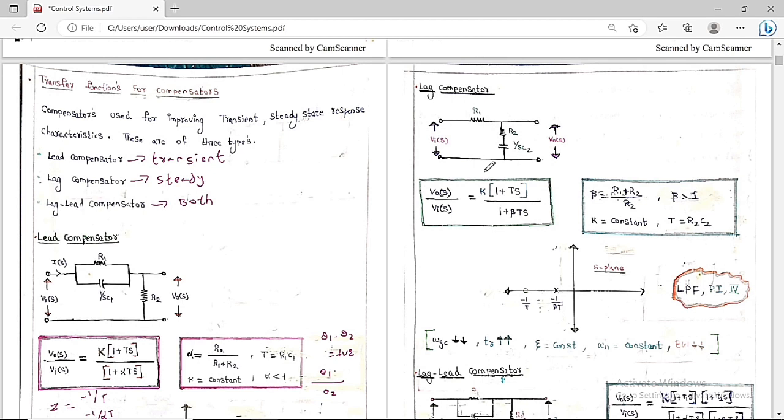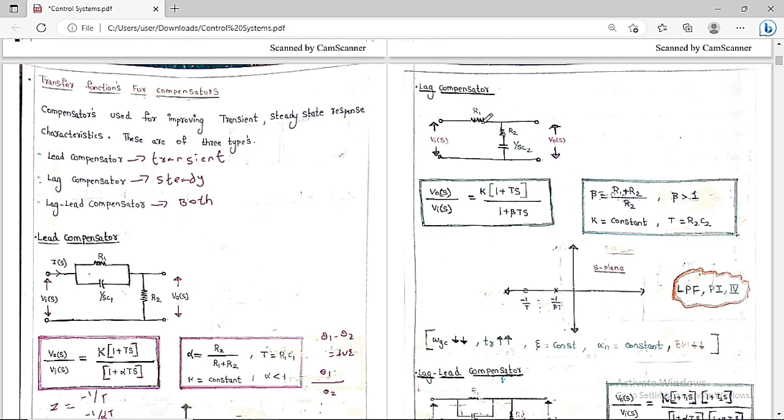So what I told you, the lag compensator is always used to improve the steady state response. Steady state response means it is going to decrease the steady state error. So this is the circuit diagram for this lag compensator. If you compare these two, the capacitor we have removed and put here, everything else is the same. We take this capacitor in series with respect to R2, then we are going to get this lag compensator.